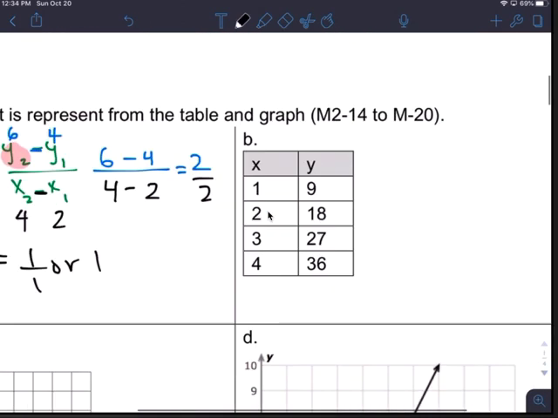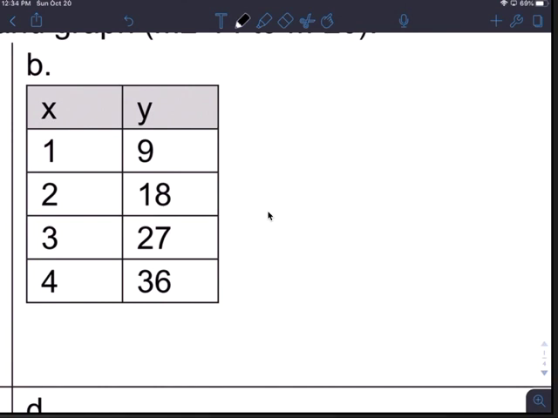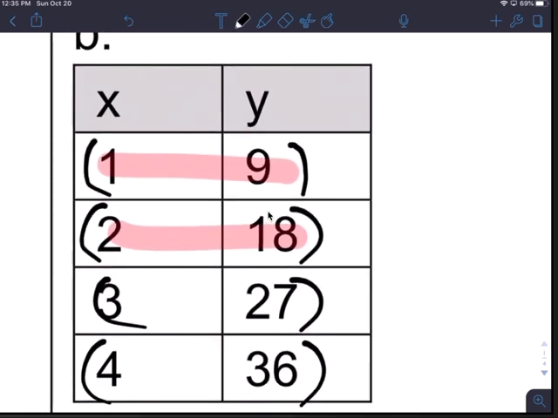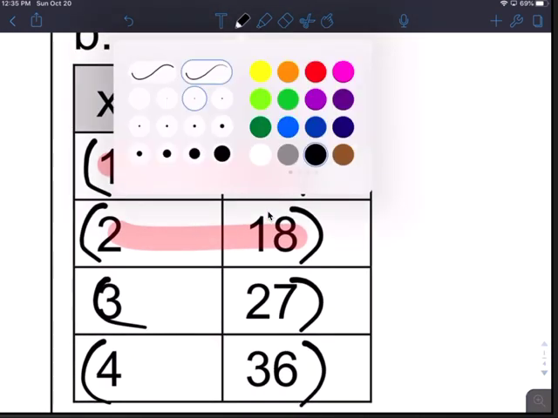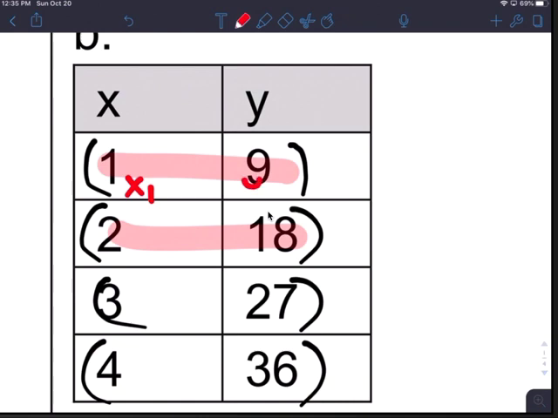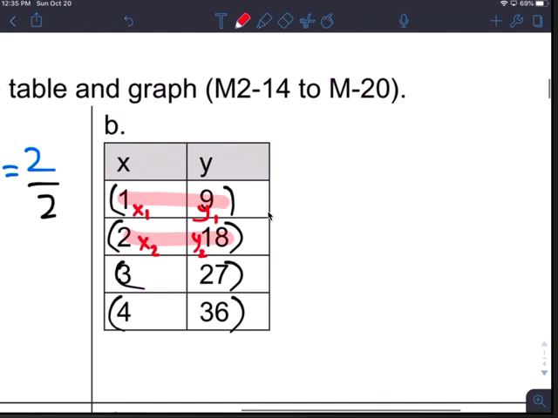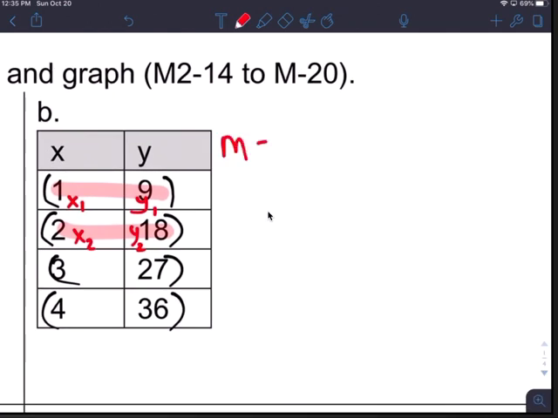Okay, you do the same thing here. Pick any two. There's 4 points. 1, 2, 3, 4. Pick any two. You pick the middle two. Always pick them close together if they're good numbers. If you're going to pick 2, maybe pick 1, and this is your x sub 1, y sub 1, x sub 2, y sub 2. So you use your formula: m equals y sub 2 minus y sub 1 over x sub 2 minus x sub 1.